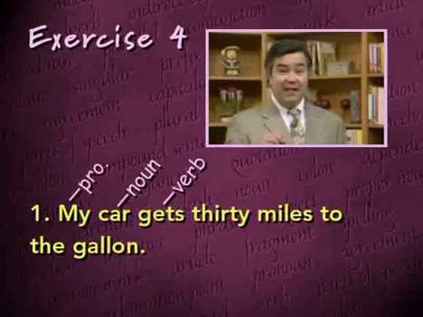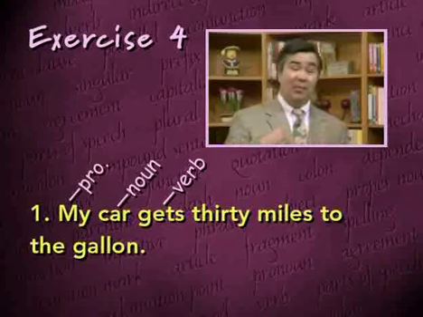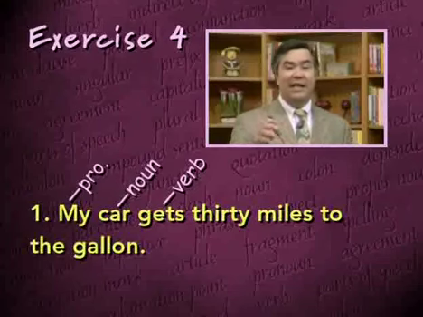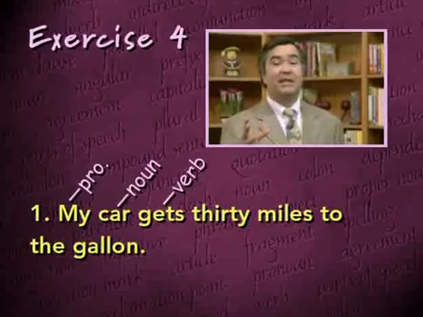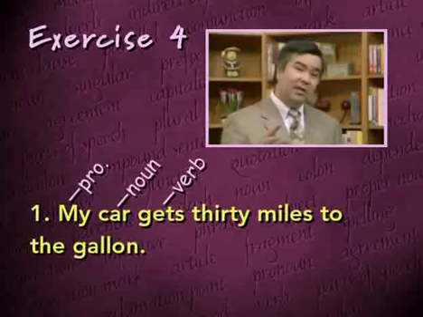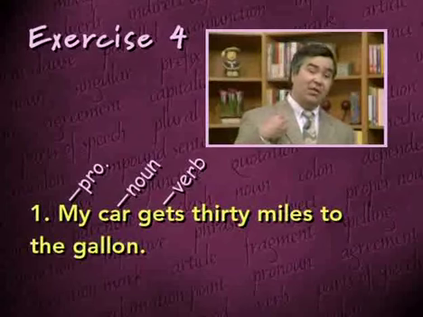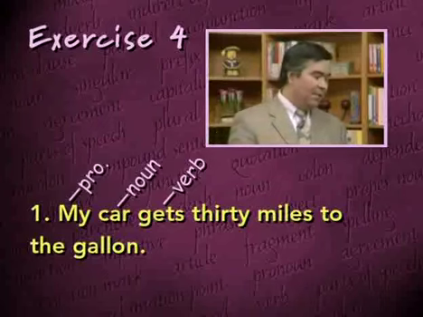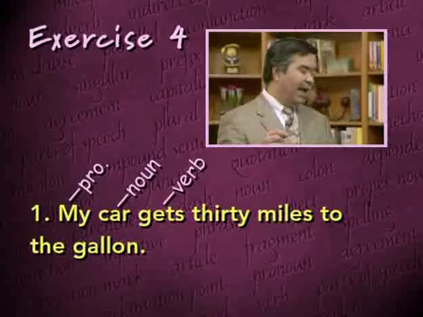My is, in this case, referring back to myself. I am the antecedent, even though I don't appear in the sentence. And the pronoun my is what's technically known as a possessive pronoun. Notice that it's used almost in the same way as an adjective, but it's a pronoun because it's referring back to a person, and therefore it's taking the place of a noun. So my car gets is pronoun, noun, verb.